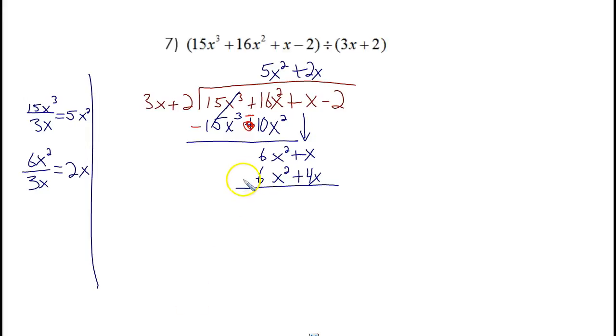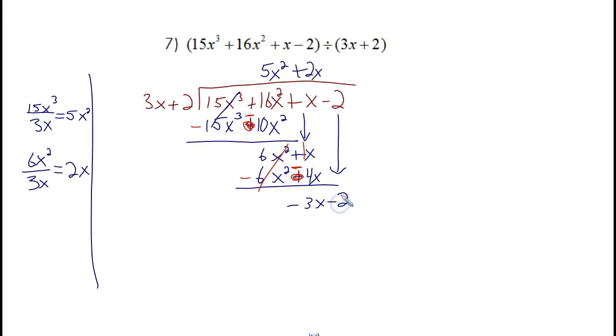When you subtract, both signs change to subtraction in this case. 6x squared cancels out. That is a positive 1x. Whenever there's not a number in front, it's understood to be a 1. So 1x minus 4x is negative 3x. And you bring down the minus 2.